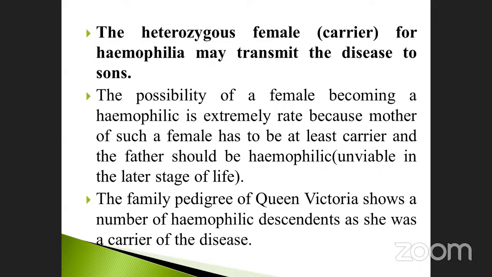So that son is affected by which one? Hemophilia. Who is the carrier here? The female is the carrier. See here, the family pedigree of Queen Victoria shows a number of hemophilic descendants, as she was a carrier of the disease. See here how it will be possible.